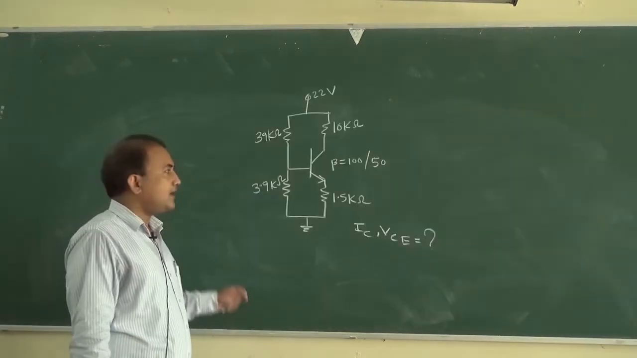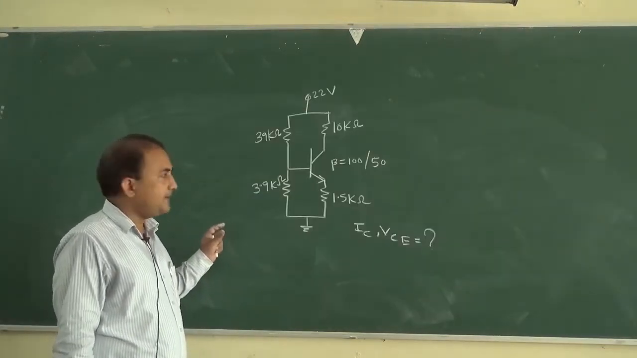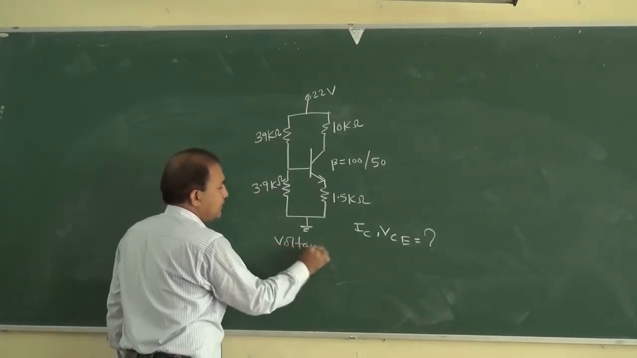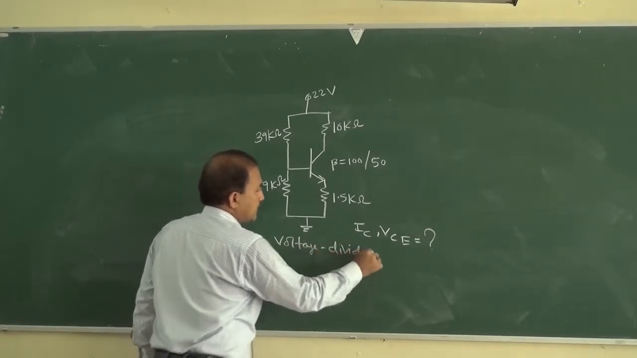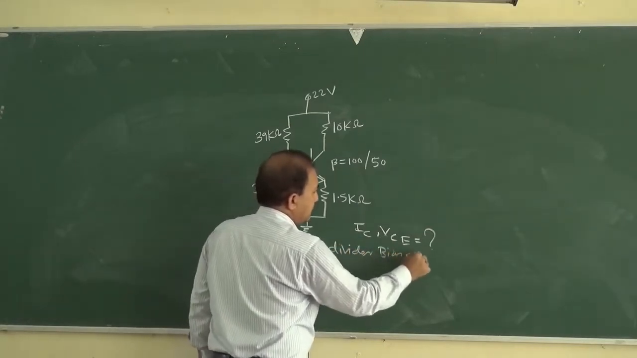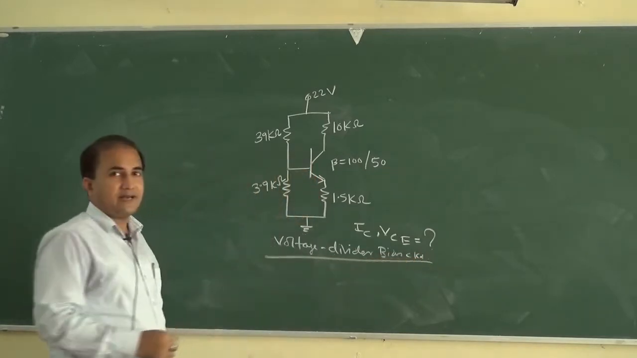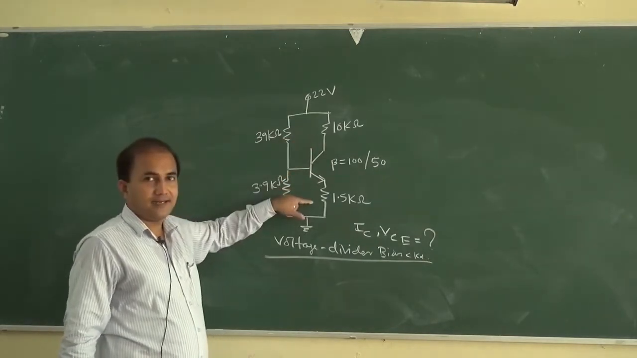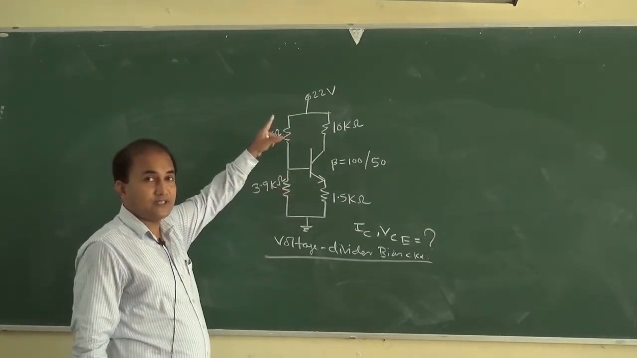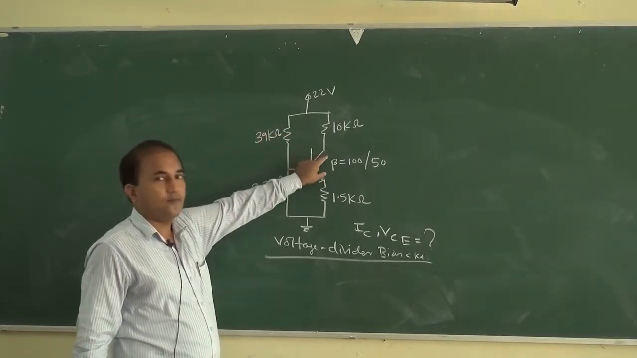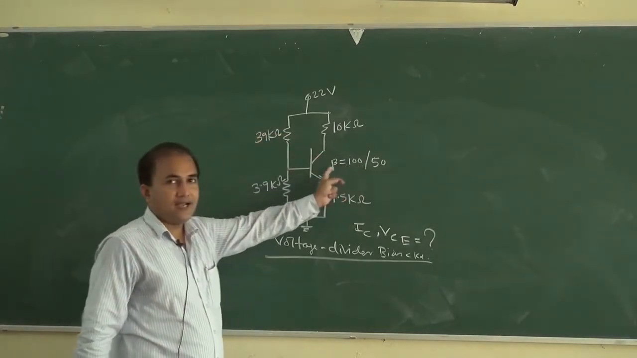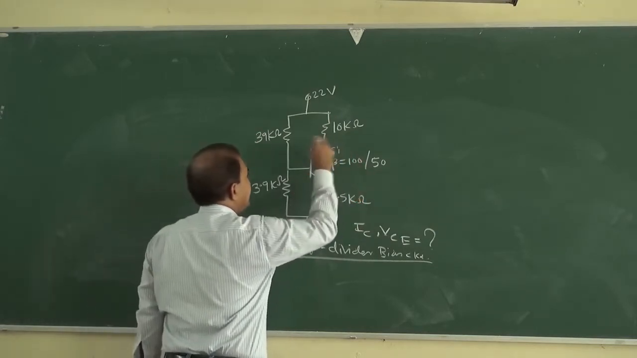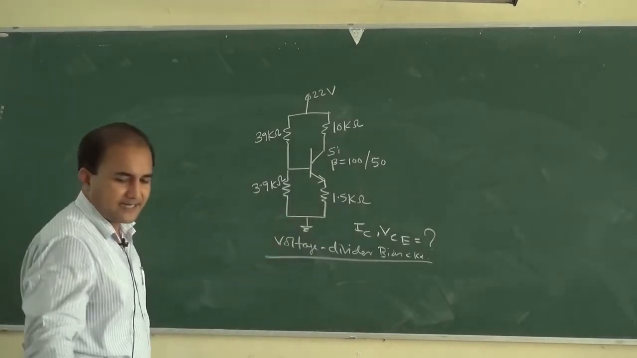Okay. Now we will see an example based on voltage divider bias circuit. In this circuit, all the parameters R1, R2, RC and RE are given. VCC is given as 22 volt. Beta, for one case it is 100 and for another case it is 50. It is given. And this is made up of a silicon transistor.